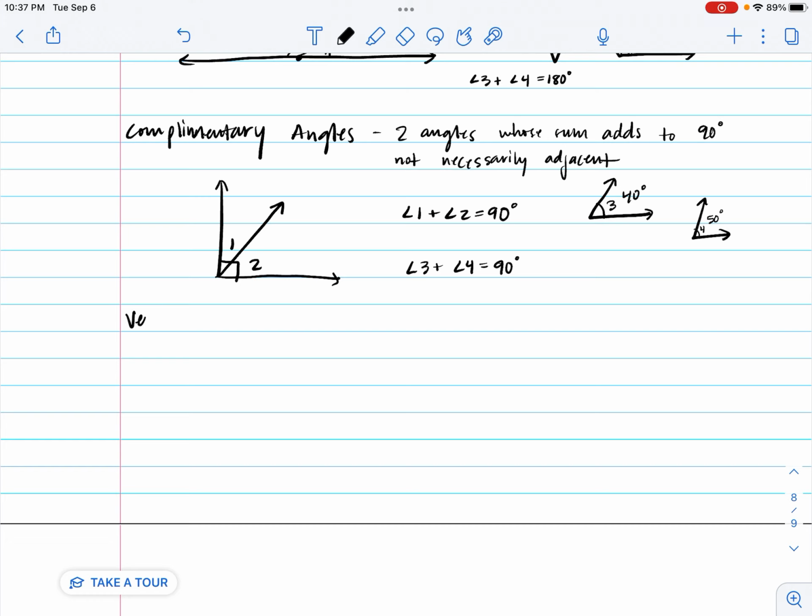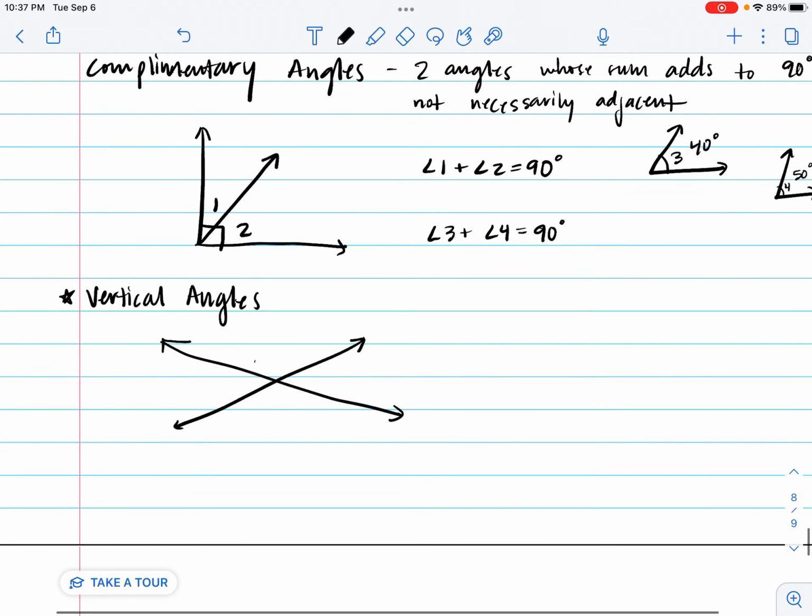Vertical angles. This is going to be an important one. We're going to talk about vertical angles a lot. I would even put a star next to this one. Vertical angles occur when we have intersecting lines. So if I were to draw two intersecting lines, we're going to have two pairs of vertical angles. And I'm going to label this 1, 2, 3, and 4. Okay? Something interesting happens when we have intersecting lines, and that is vertical angles.